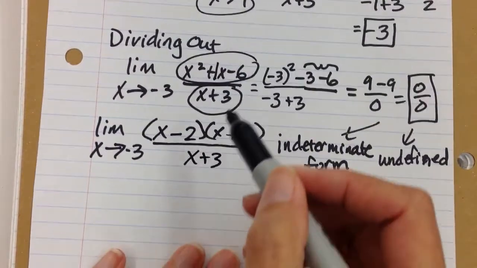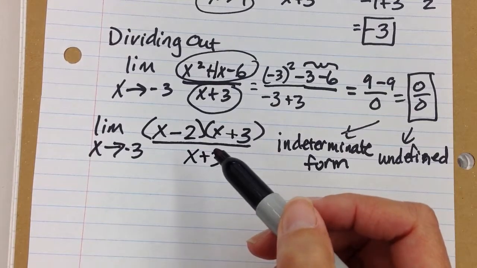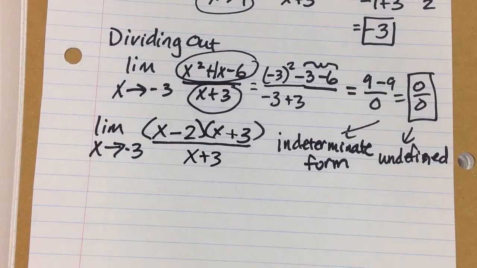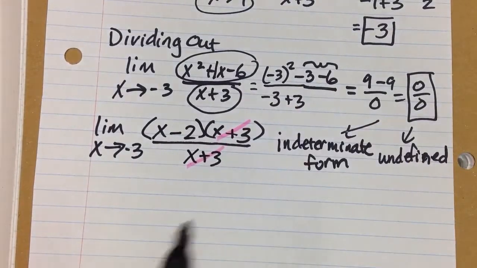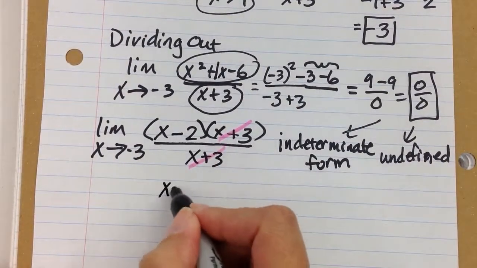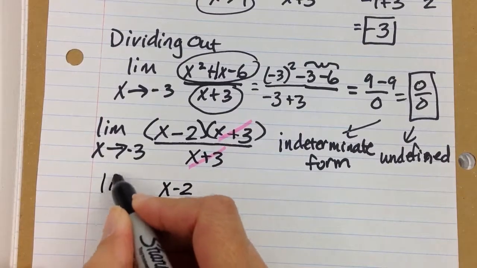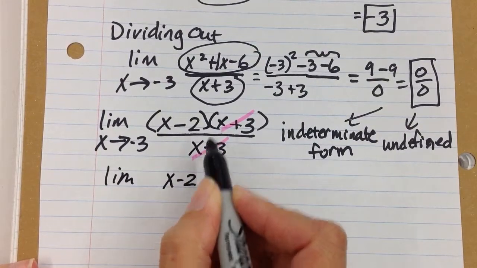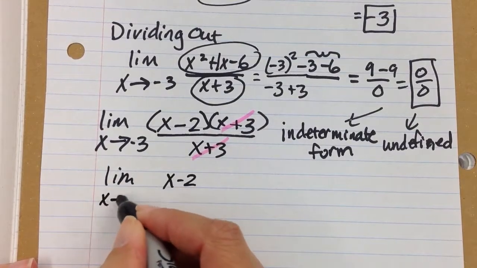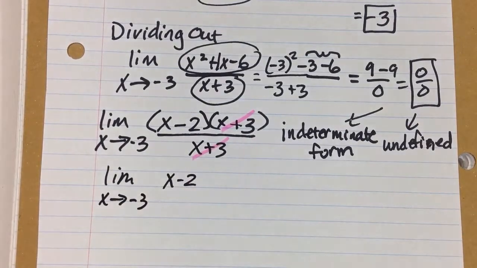But look what happens after we factor, right? We did this a lot in Algebra 2. What happens? Yeah, we can divide these out, right? Those go away, and we're just going to get x minus 2. Well, since we divided out the x plus 3, this is no longer going to go to 0. We're not going to get 0 over 0 anymore. We're actually going to get an answer, right?